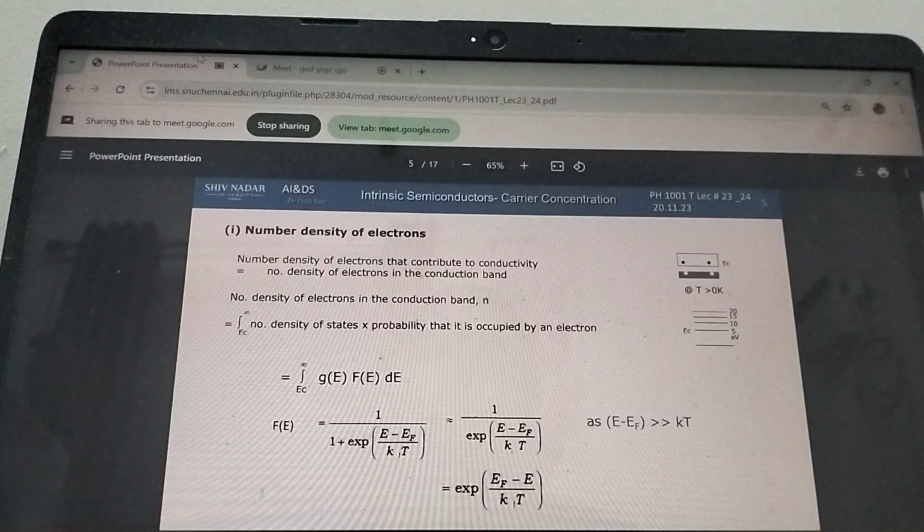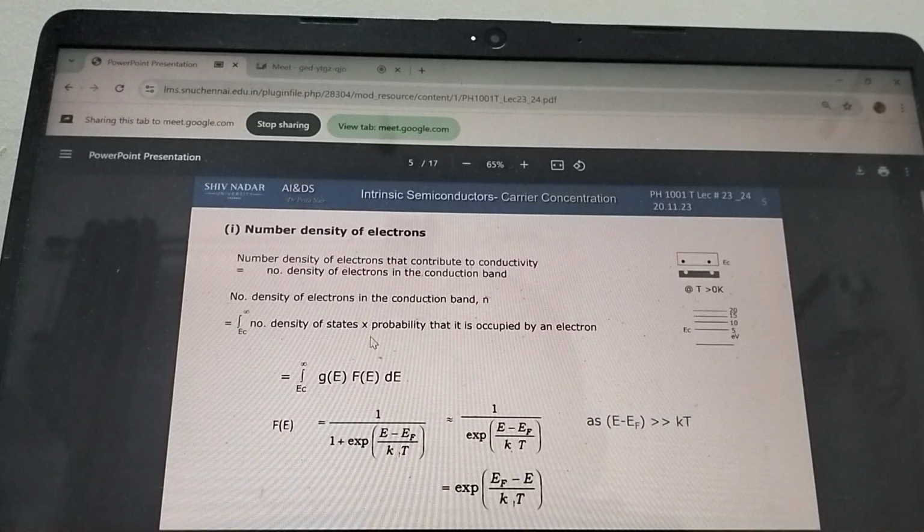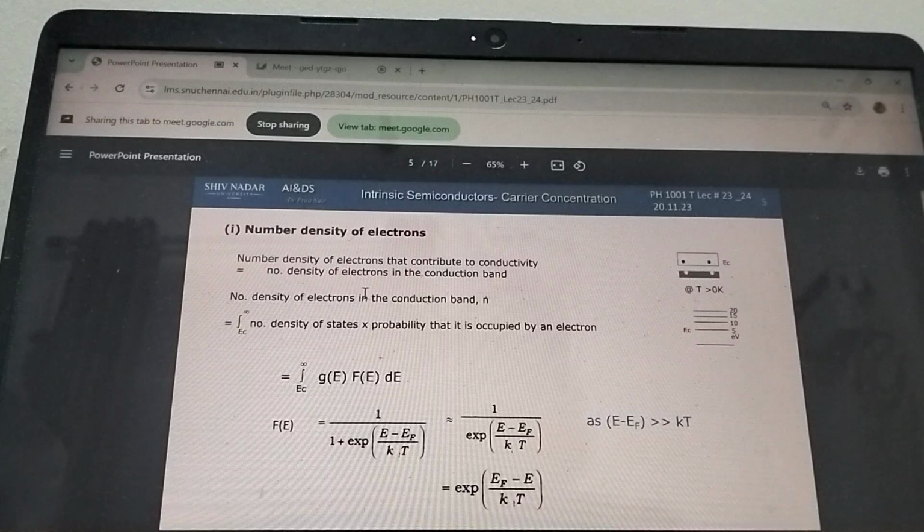So if I want to know how many electrons are contributing to conductivity, I need to know how many electrons are there in the conduction band. That is what this derivation is going to help me find out. Now if you remember from your quantum chapter, the number density of electrons is given by this formula: integration of number density of states into the probability that it is occupied by an electron.